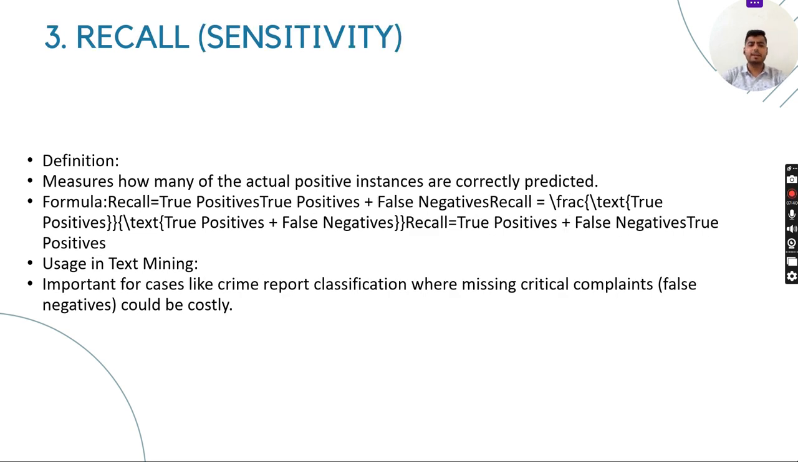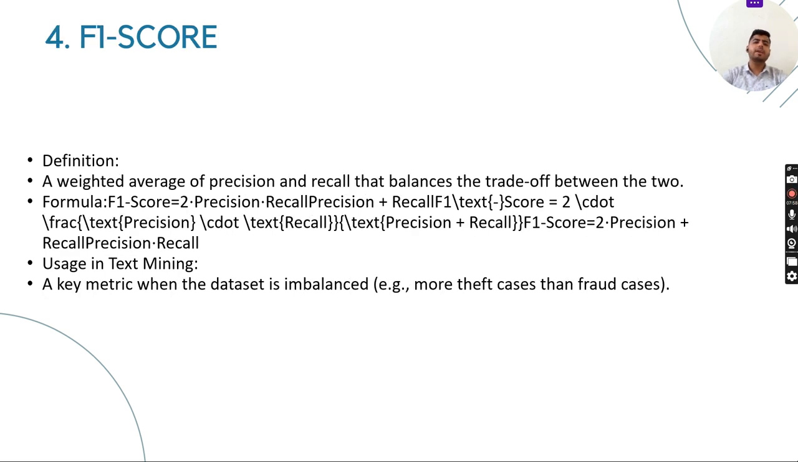Next metric is recall, or sensitivity. Definition: measures how many of the actual positive instances are correctly predicted. This is the formula. And the usage in text mining: important for cases like crime report classification where missing critical complaints, false negatives, could be costly.